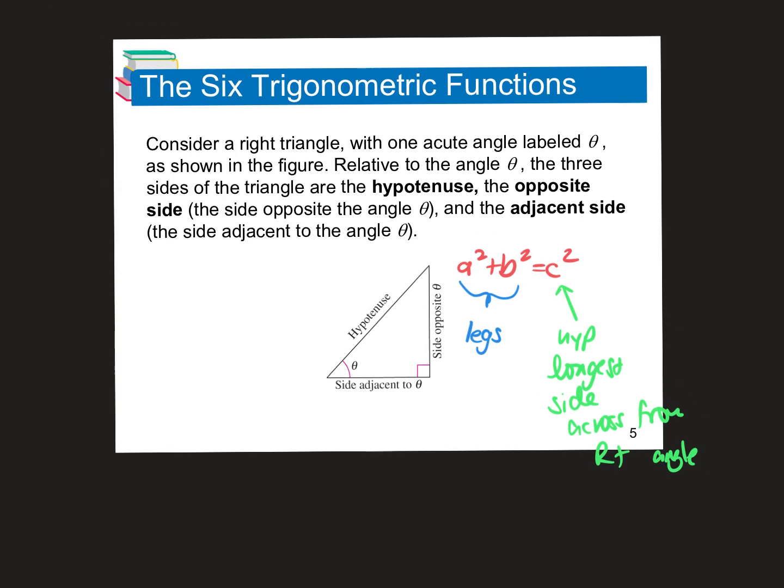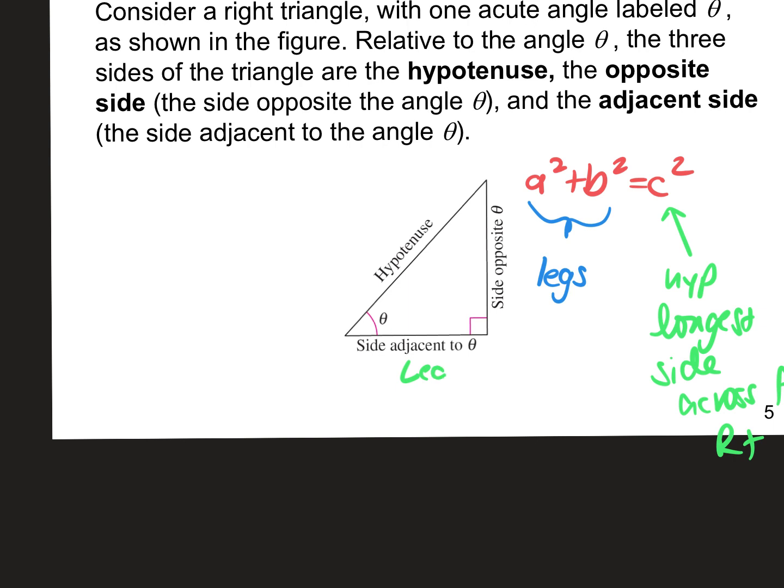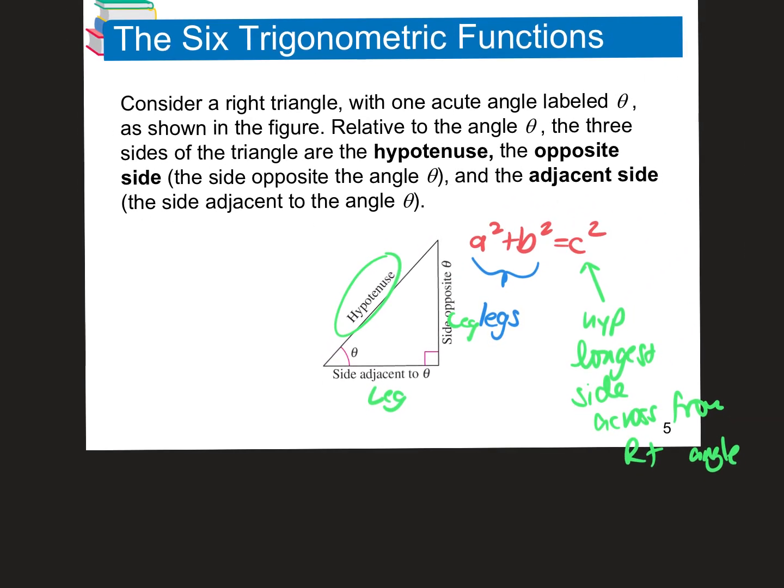All right, these are my legs. This is a leg, and your hypotenuse. It's the longest side, yep, and it's always across the right angle. So we're going to talk today about angles that are in the first quadrant. That means everything is positive.